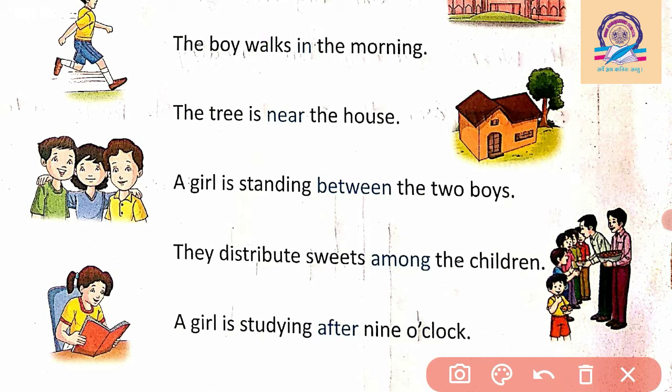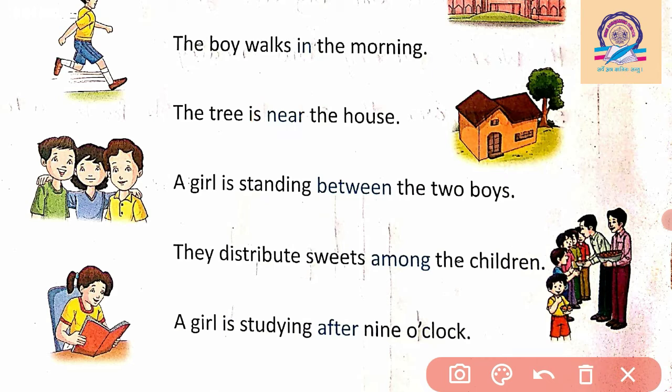Then we can say that the tree is near the house. So where is the tree? When some object is very near something, for showing nearness we can use the preposition "near" to show that it is very close to something. So the tree is near the house. So "near" is used to show the next position of something.